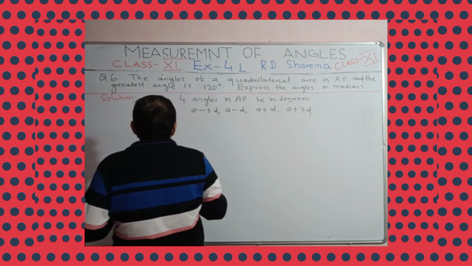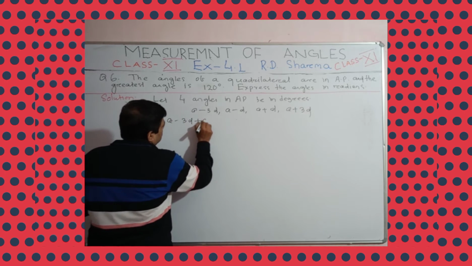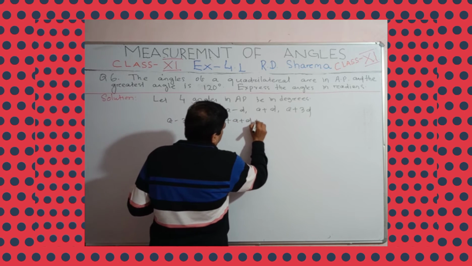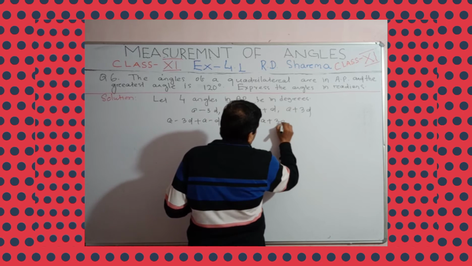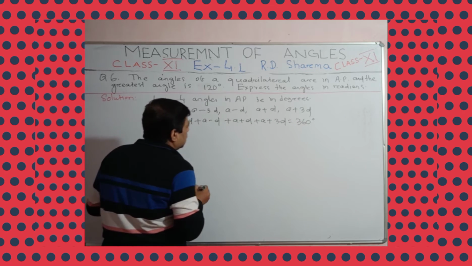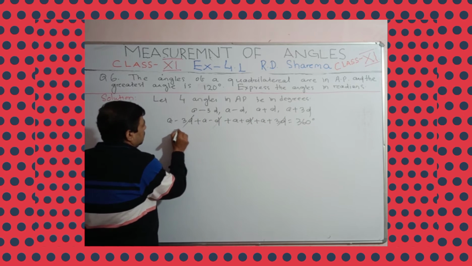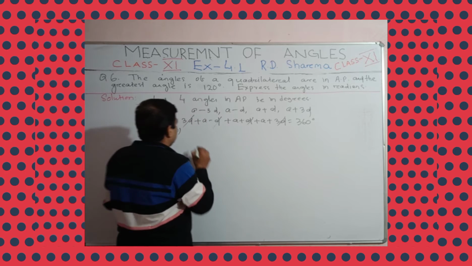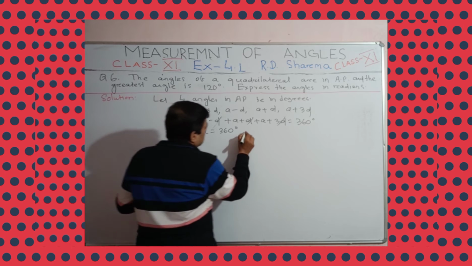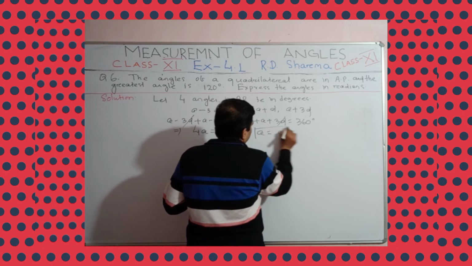Understand or not? The sum of the four angles of a quadrilateral, as all of you know, is 360 degrees. So A minus 3D, A minus D, A plus D and A plus 3D sum to 360 degrees. Minus 3D plus 3D cancels, and minus D plus D cancels. Here A plus A plus A plus A is 4A. So 4A is equal to 360 degrees, and that implies A is equal to 90 degrees. The value of A is 90 degrees.